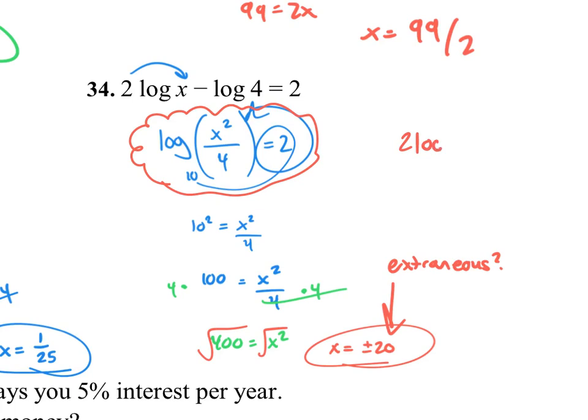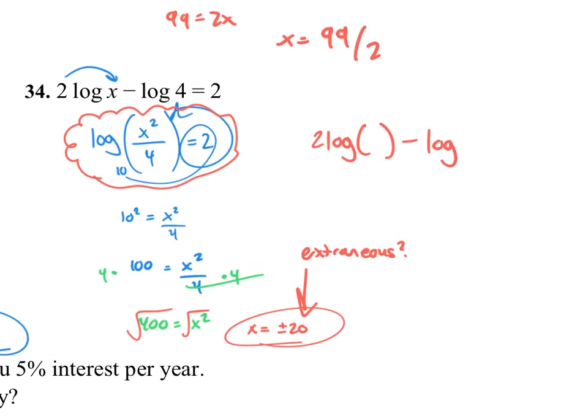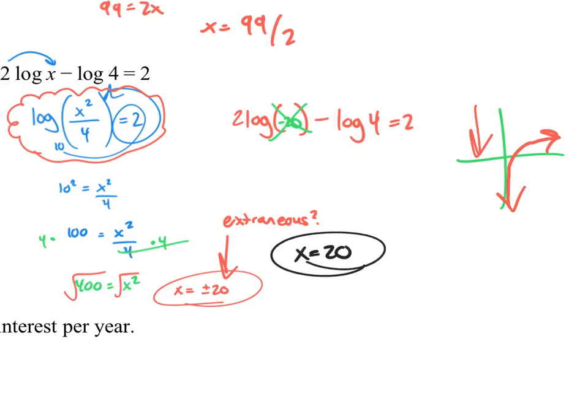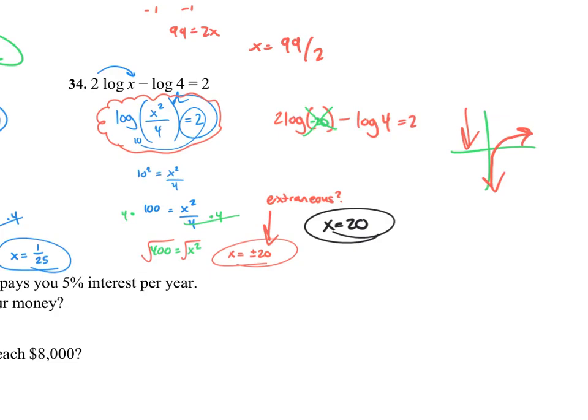If you go back into the original equation and we try to substitute in both positive and negative 20, negative 20 won't work right here. You can't take the log of a negative number. And remember, that is because the graphs look like this. So we can't have any negative x values because the graph doesn't reach that, which means the only answer on this is the positive one. So x is equal to a positive 20.